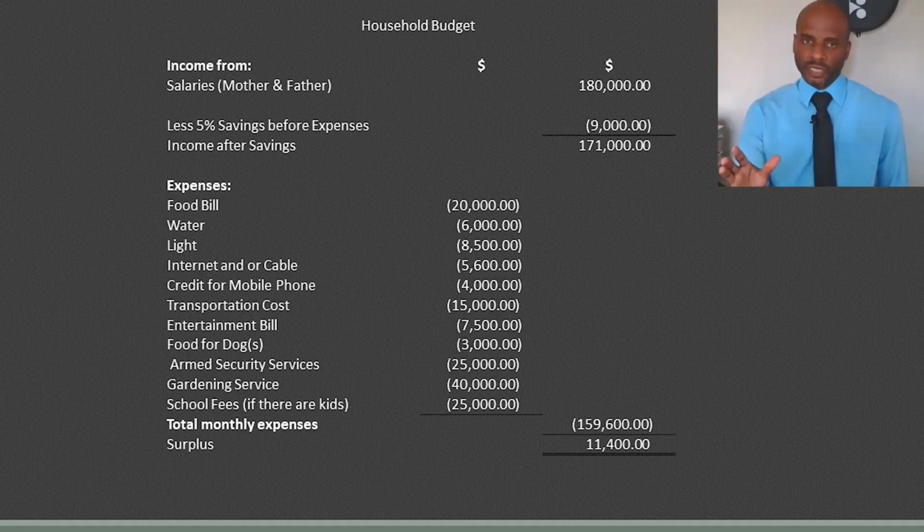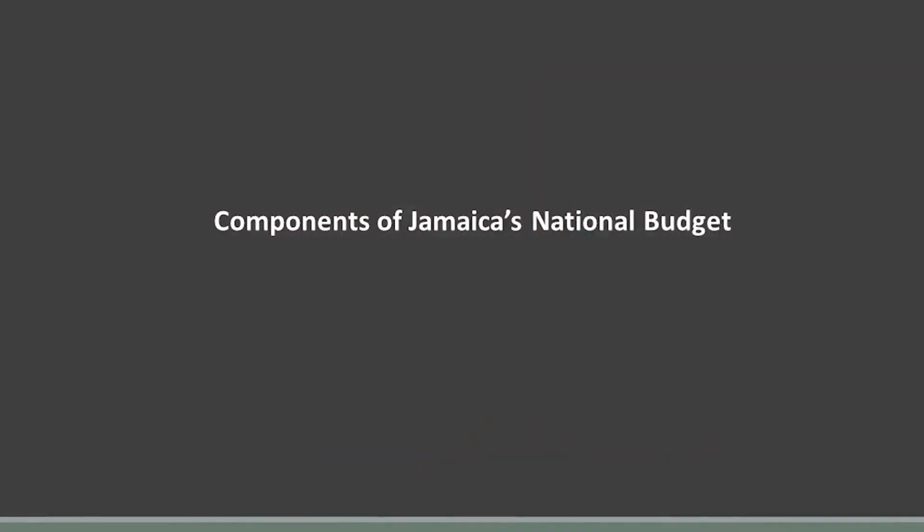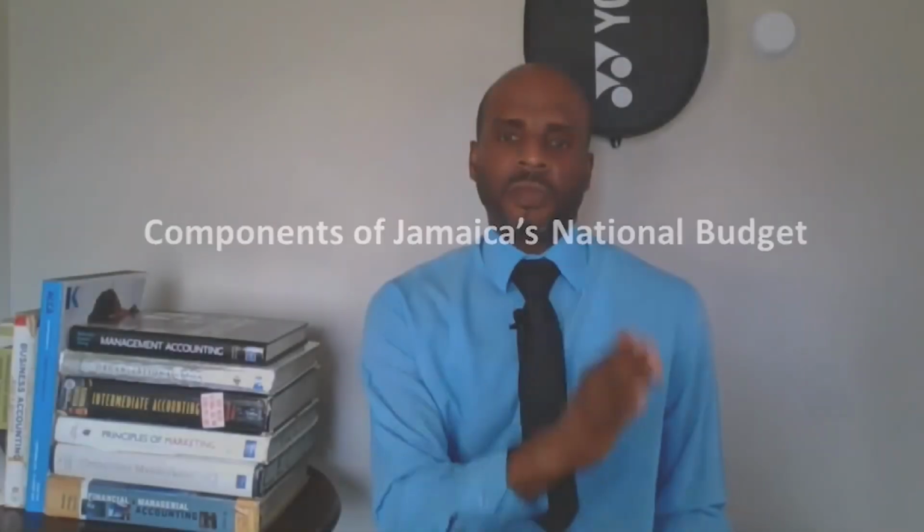That's a simple budget for a family of four. Now, granted, it's a hypothetical situation, but it's just to explain what a typical budget would look like. So it's basically your income subtracting your expenses and seeing what's left, right? Similarly, Jamaica's budget, as a national budget, would have expenditures or expenses and income that finance those expenses. So let's look at the Jamaica budget compared to the household budget.